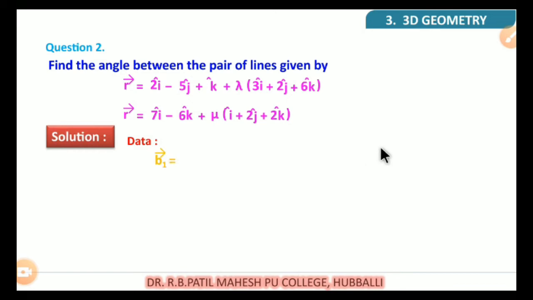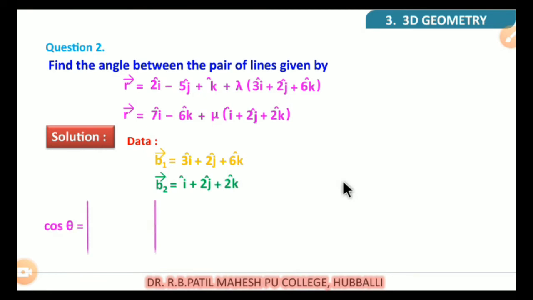Or b1 vector is equal to, that is first vector. Here b1 vector is equal to 3i plus 2j plus 6k. Similarly, write down the value of second b2, that is i plus 2j plus 2k. So for this one, students, you have to remember the standard forms of lines in vector form.